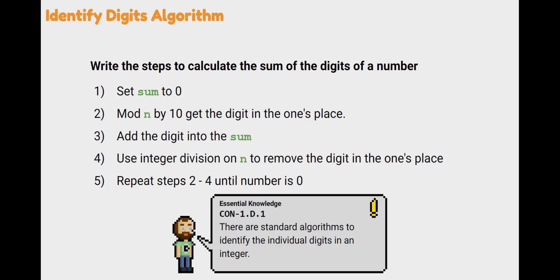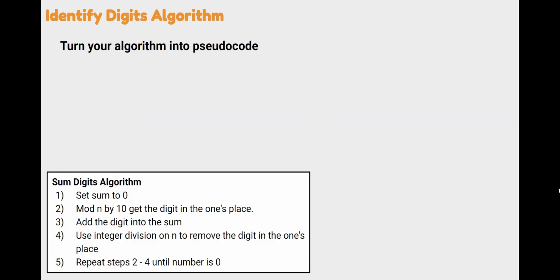This aligns with our essential knowledge. There are standard algorithms to identify the individual digits in a number. Now that we have those steps, take a minute, pause the video, and write those steps out as pseudocode.